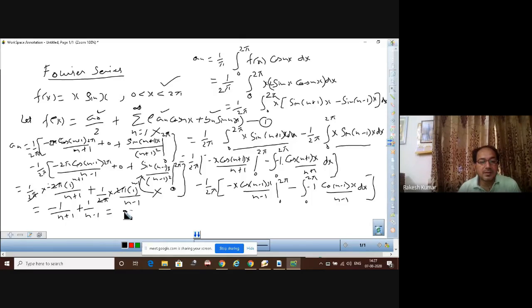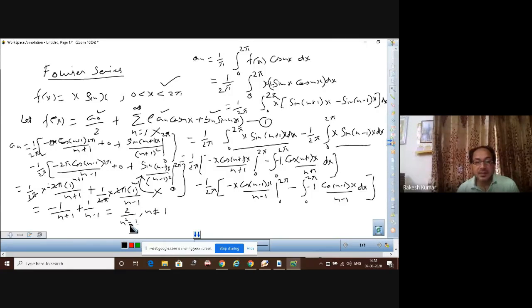Now, you can take the LCM of it, and it comes out to be 2 upon n square minus 1. And just understand, this value does not exist for n equal to 1, because if you substitute n equal to 1 here, you will get a 0 in the denominator. You will get an infinite value of this a_n.